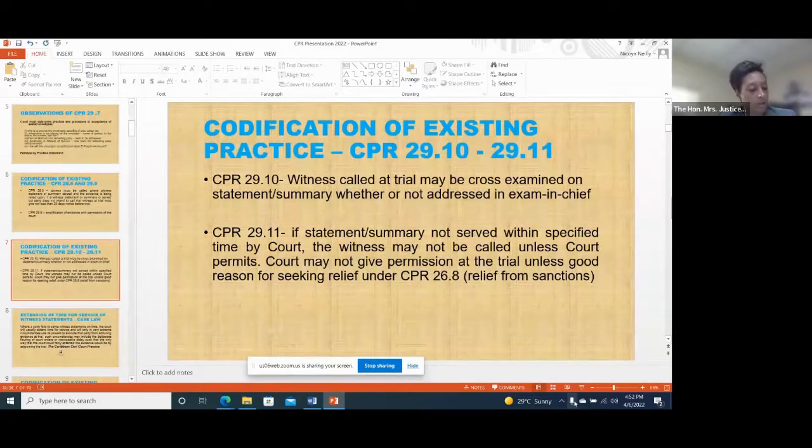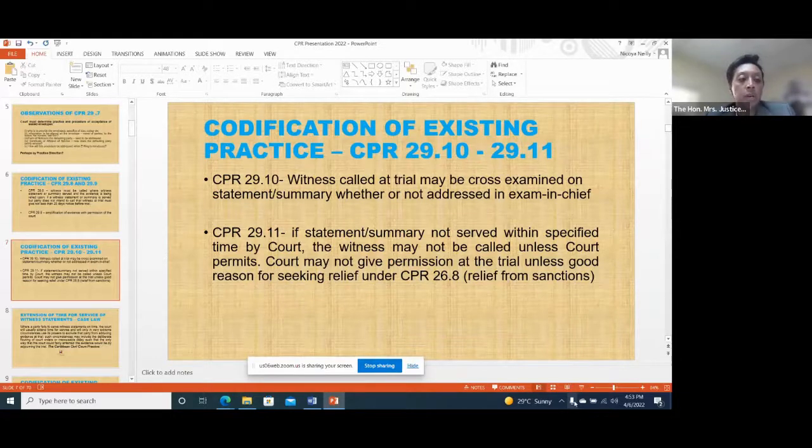And I believe that the presenters on the last occasion dealt quite deeply into this whole concept of relief from sanctions and the need to make an application as soon as you know that you're not going to be able to comply. You don't sit on your hands and wait until you get to trial and say, oh, this is what happened, and I couldn't get the witness statement, and so I'm seeking an adjournment, and my learned friend has already agreed. Well, no, that is not going to fly. That's what 29.11 tells us.